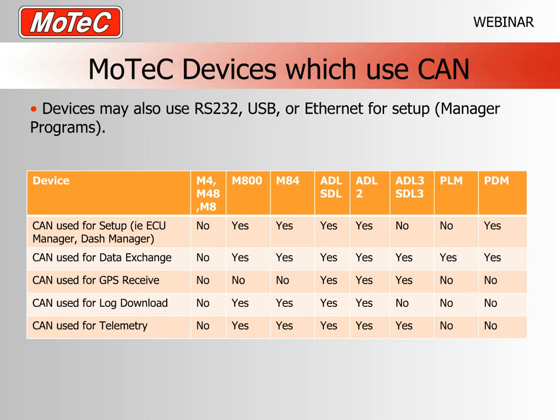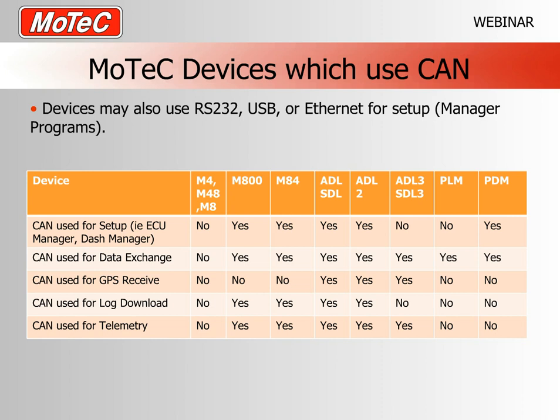Our ADL2, which is our 2nd generation dash logger, has the same capabilities. It communicates with the dash manager program via CAN or USB, and it also is used for GPS receiving, for exchanging data, for moving logs, and for telemetry. Now in this case again, the ADL and the ADL2 both can communicate to the PC by USB or by CAN. Normally we find log downloading is actually faster via USB.